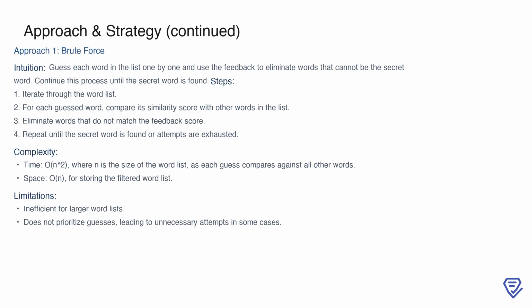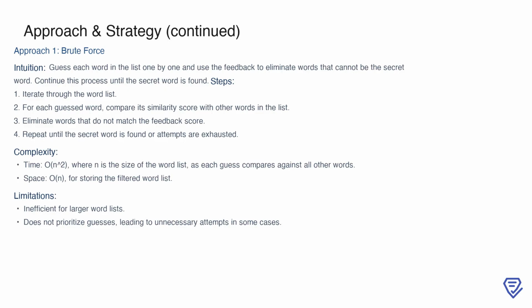One straightforward approach is brute force. The intuition here is simple: guess each word in the list one by one, and use the feedback to eliminate words that don't align with the feedback score. The process involves iterating through the list, comparing each guessed word's similarity score with every other word, and filtering out incompatible candidates. While this method is conceptually simple, it has significant limitations. With a time complexity of n squared, this approach involves a lot of unnecessary comparisons, especially for larger word lists.